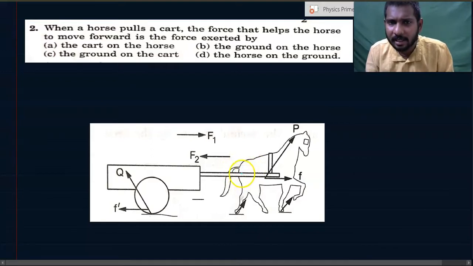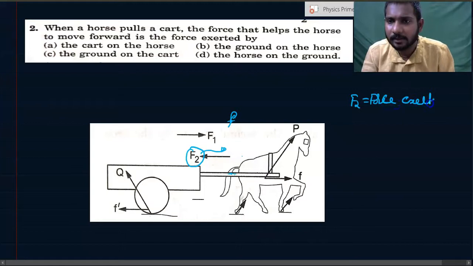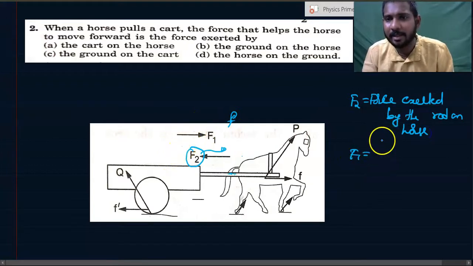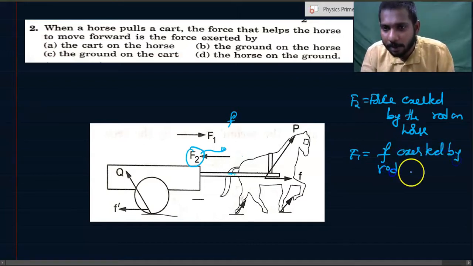On this horse, there will be a force exerted by this rod in the backward direction. Here the force is given as F2. I'll write here: force exerted by the rod on the horse backwards is F2. There is F1 here, the force exerted by the rod on the cart.